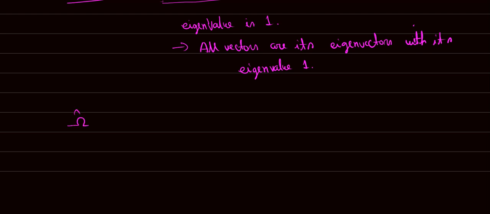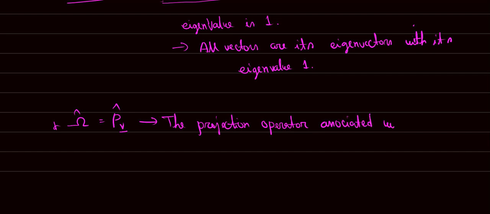And let's take another operator. Let's take the projection operator in the direction of V. This is the projection operator associated with a normalized ket V. That means if we operate this operator on some vector, it will give us the projection of that vector in the direction of V.